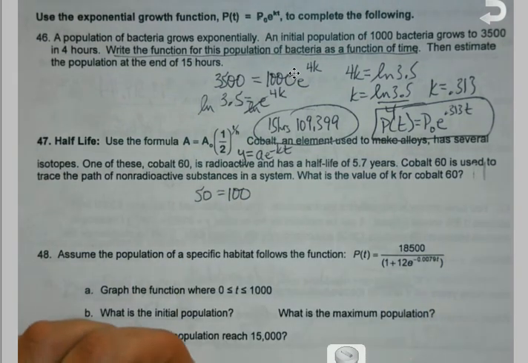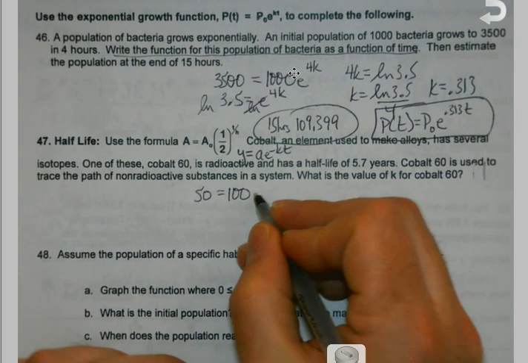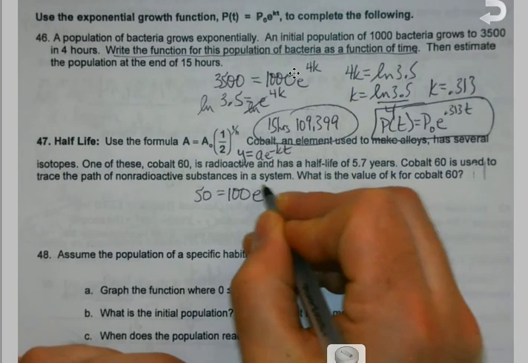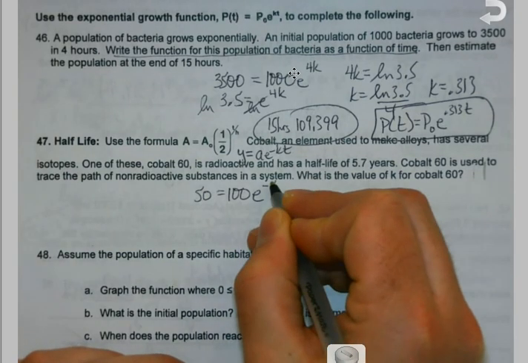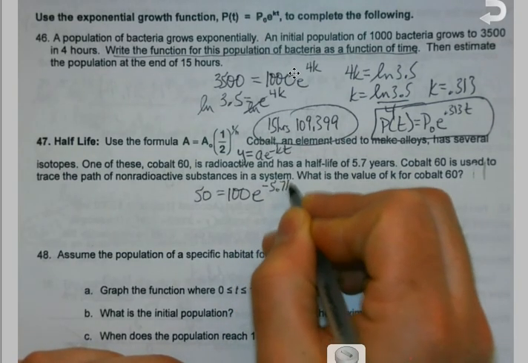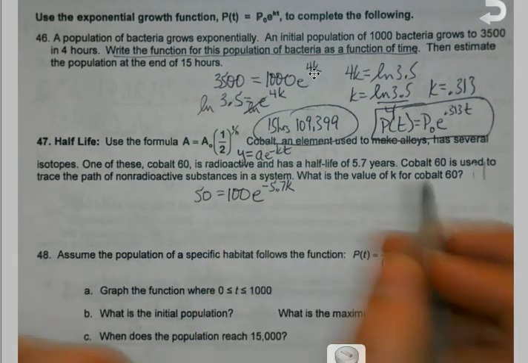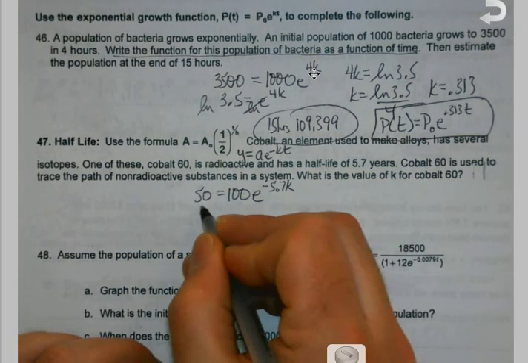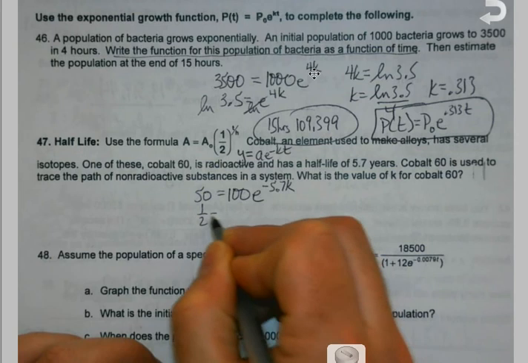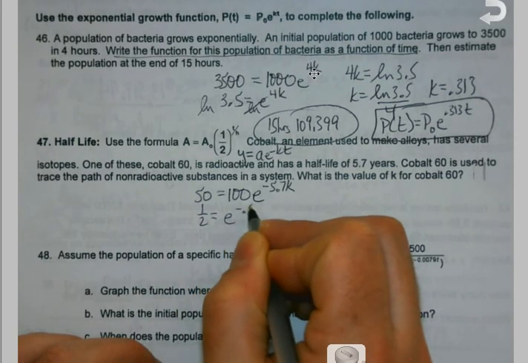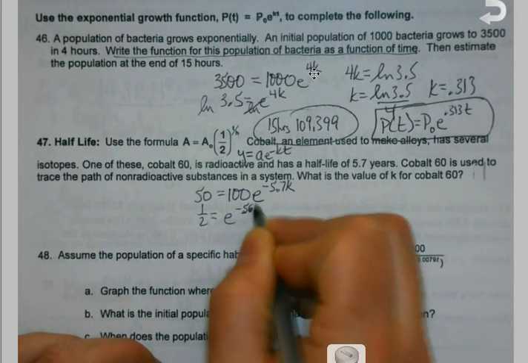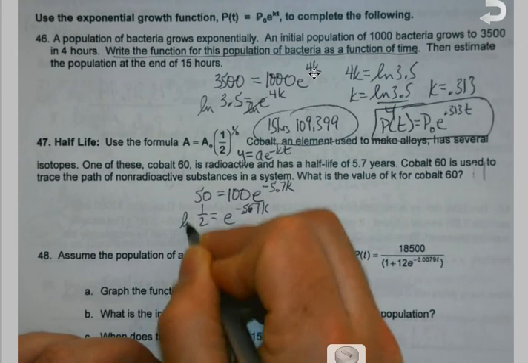That worked for 10 and 5, 2 and 1. You can make up any value you want for that. And then my time would be 5.7 years, and I need to find k. So once I have that, I'm going to divide both sides by 100. Oops, 5.7. I'm going to use my natural log.